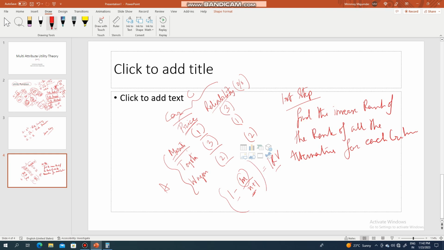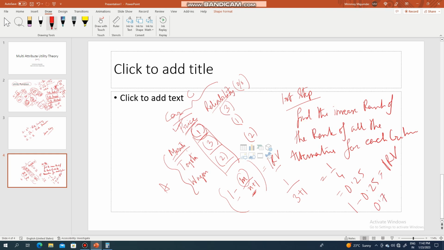So let us practice with the first one. As Maruti has rank 1 in case of price, m is 1, and the number of alternatives n here is 3. So you will write 1 by 3 plus 1. That will be 1 by 4, which is equal to 0.25. Now 1 minus 0.25 is the inverse rank value.